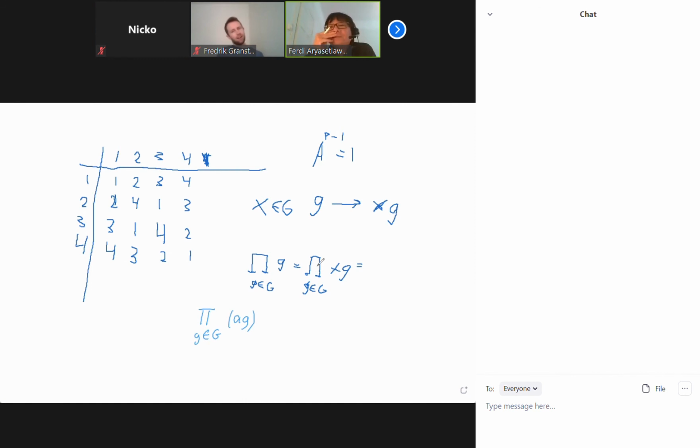But the group is abelian, so we can take out all the x's, and we have p minus 1 of them. And then we still have the product over all group elements, and then we can just cancel these, and we see that x to the power of p minus 1 is equal to the unit element for all x in the group, which is what we wanted to prove. That's correct.